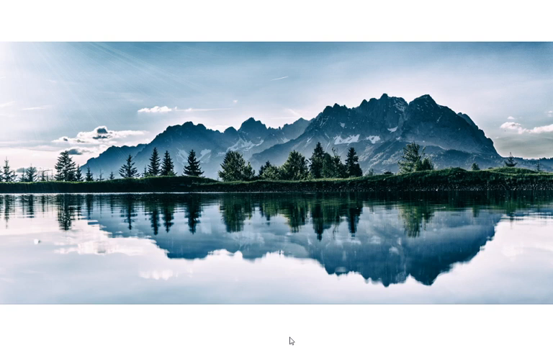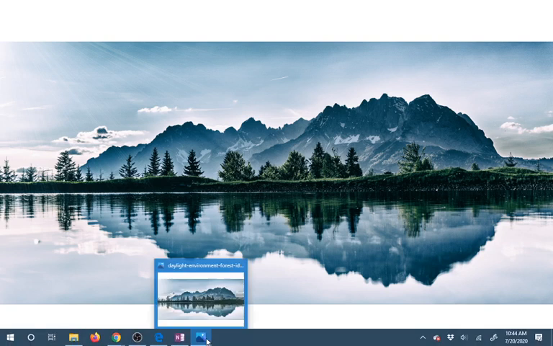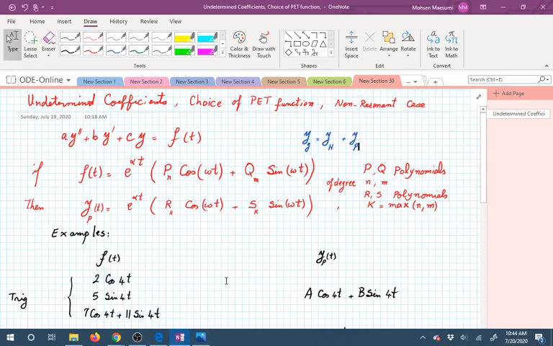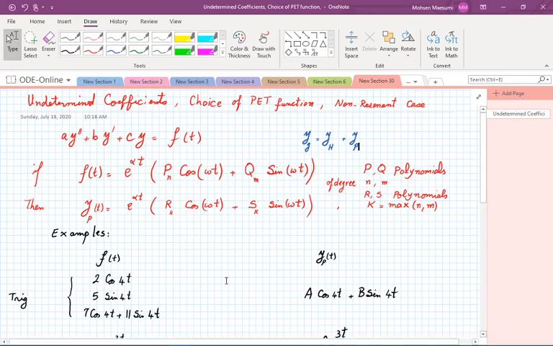Today we are going to talk about the method of undetermined coefficients for a general right hand side. Let's take a look at this case, which happens to have quite a bit of algebra involved in it. Okay, so we are talking about the method of undetermined coefficients.